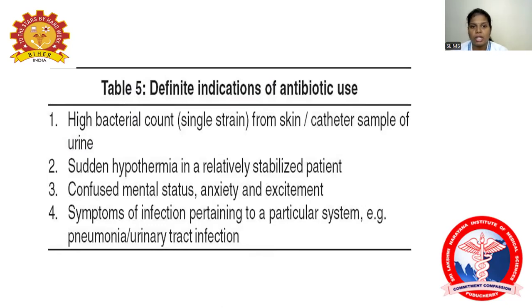Which are the definite indications of antibiotic use? High bacterial count in a single strain from skin or catheter sample of urine, sudden hypothermia in a relatively stabilized patient, confused mental status, anxiety and excitement, symptoms of infection pertaining to a particular system, for example pneumonia or UTI, urinary tract infection.